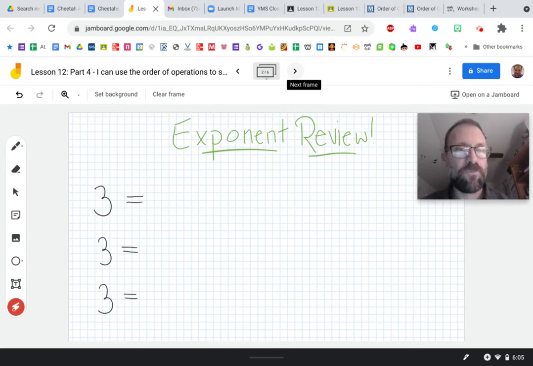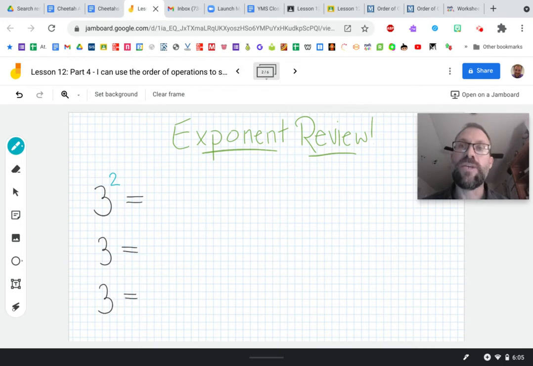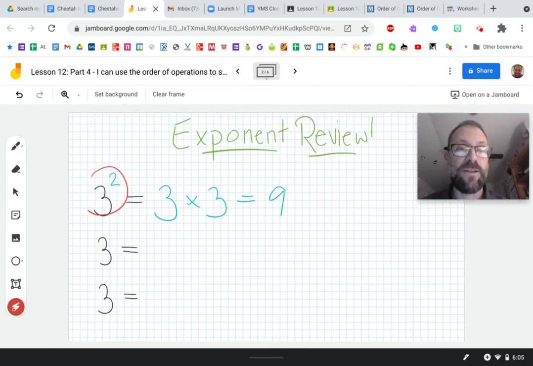So let's say our base is 3 and the exponent is 2. We say 3 squared or 3 to the second power, and that 2 means multiply 3 by itself. Use 3 2 times as a base. That means 3 times 3, and that equals 9. So 3 squared equals 9.